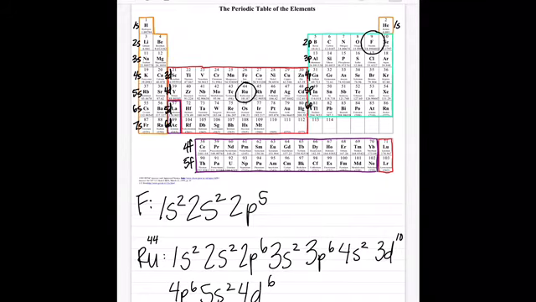But let's check ourselves. Okay, 2 plus 2 is 4, plus another 6 is 10. 2 more is 12, plus another 6 is 18, plus 2 more is 20, plus 10 is 30, plus 6 is 36, plus 2 more is 38, plus 6 more is 44. So we are correct. Now, what I'm going to do now is erase this.